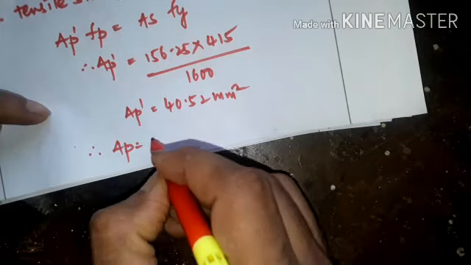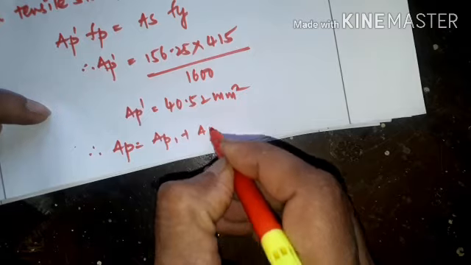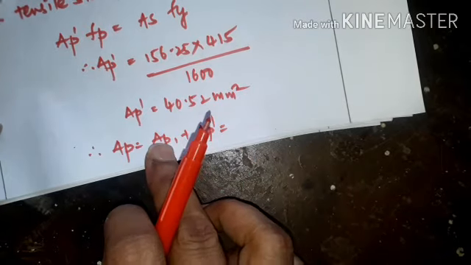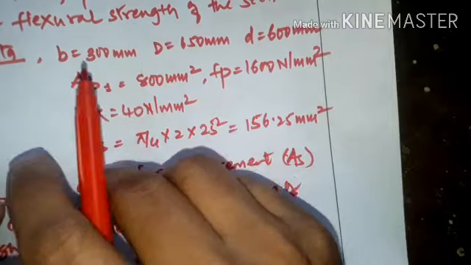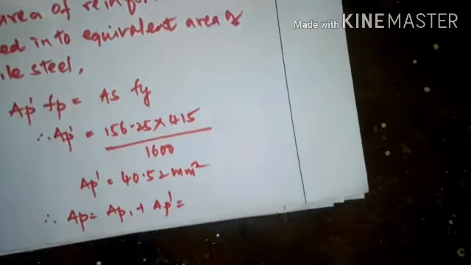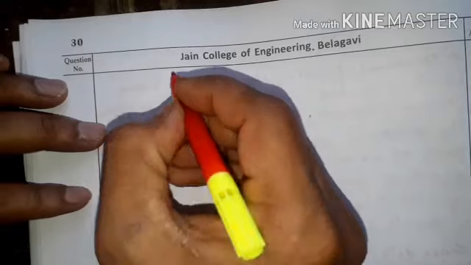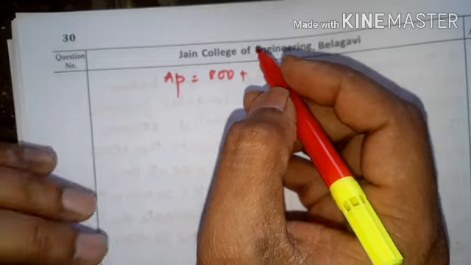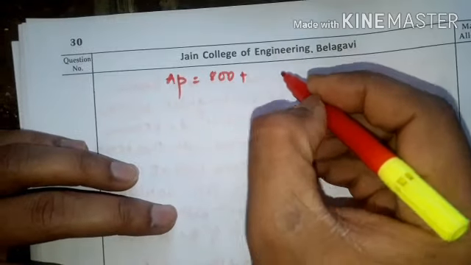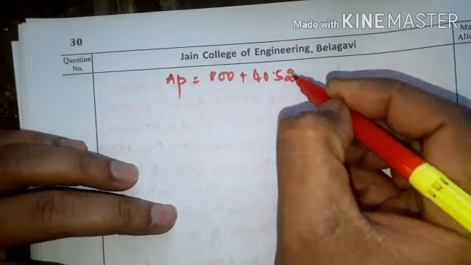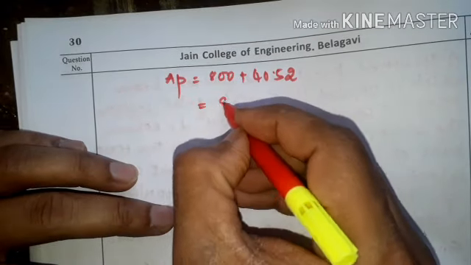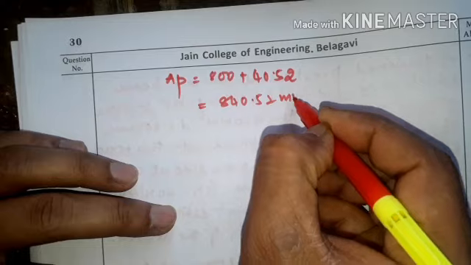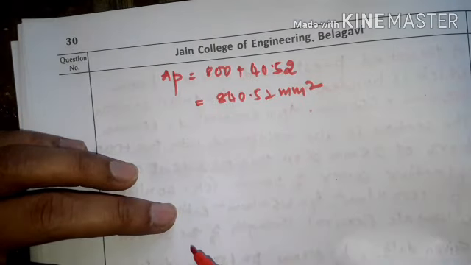So therefore total Ap is equal to Ap1 plus Ap dash. Ap1 already we have, that is given in the question, that is 800 mm square. So therefore Ap is equal to 800 plus 40.52. So therefore total Ap is 840.52 mm square.